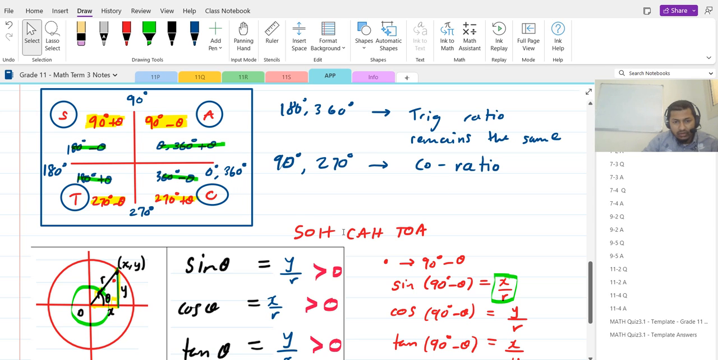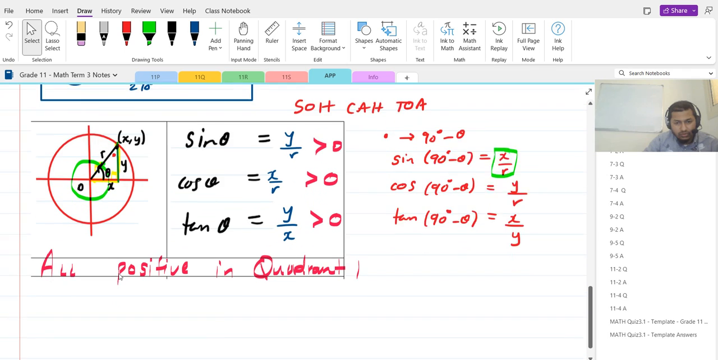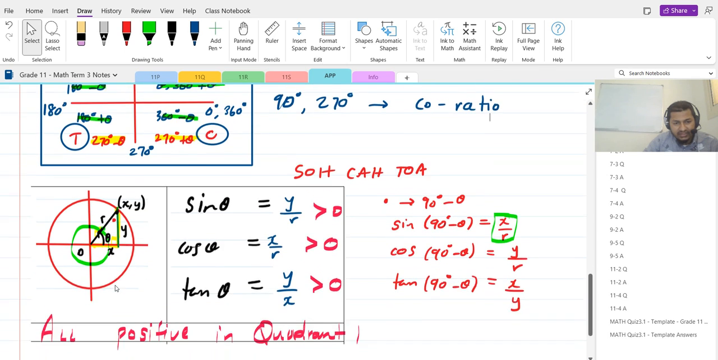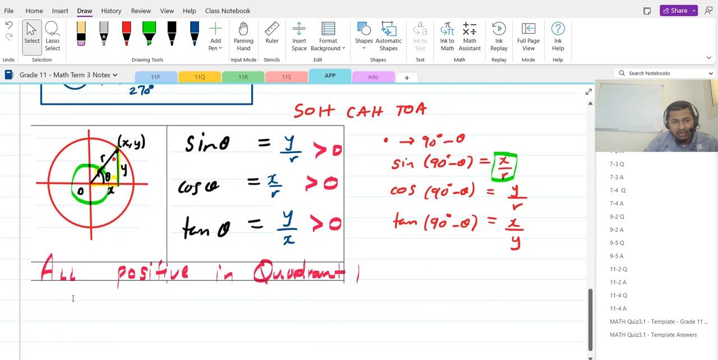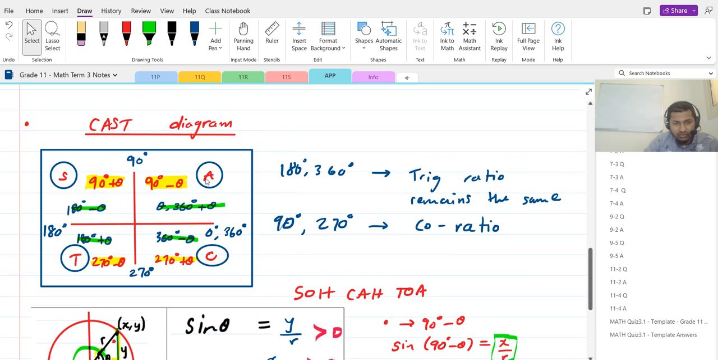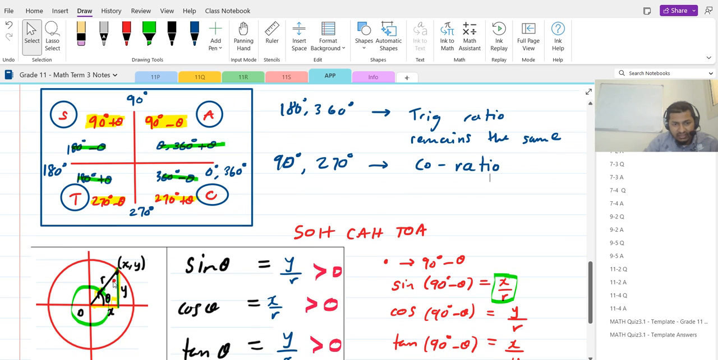Now we've done this one. Let's go to the next one. We can see we are developing the CAST diagram, where we said in the first quadrant all is positive. So see, in the first quadrant you can either have 90 degrees minus theta, as I explained, or you can have 360 degrees plus theta going right around, or the theta angle itself.